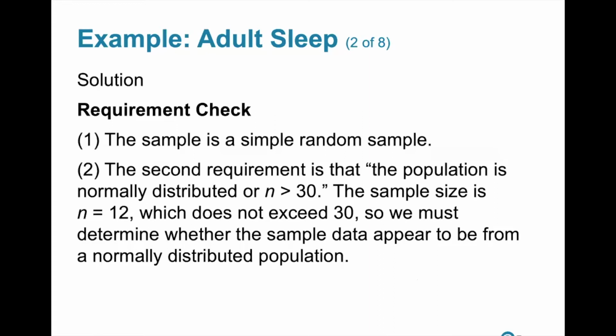So first, let's check our requirements. First, the sample is a simple random sample. Second, we need to check that either the population is normally distributed or the sample size is bigger than 30. This sample size is only 12, so we would need our population to be normally distributed.